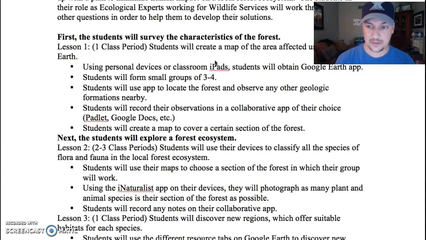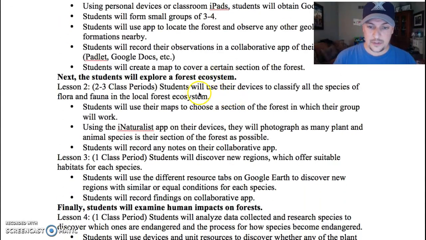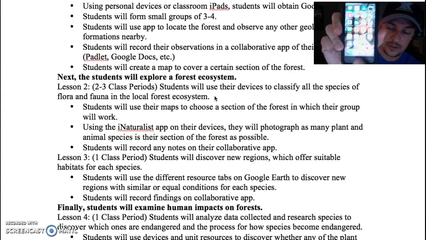Okay, so that next day, once they have that figured out, they go in and they're going to use their devices with this app that I found called iNaturalist. Let me see right there on my thing. It's a little birdie, a little green birdie.